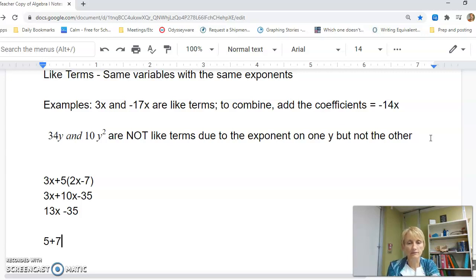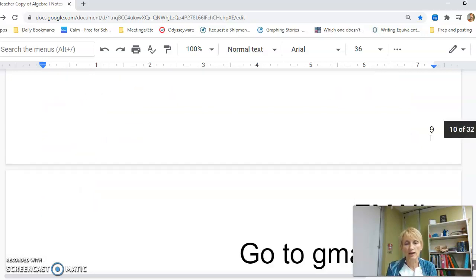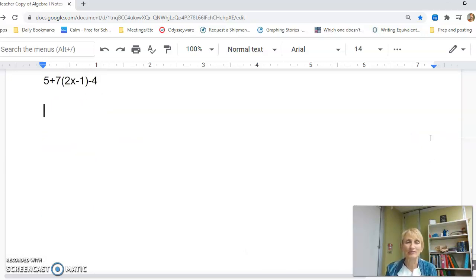This kind of problem is sometimes a little tricky. People try to do too much too soon. So people try to do that 5 plus 7, but you cannot do that 5 plus 7 first. We can't do the 5 plus 7 first because we need to do multiplication before addition and subtraction. So the 7 times the 2x minus 1, that's what has to come first. So the 5 plus is just hanging out waiting his turn.